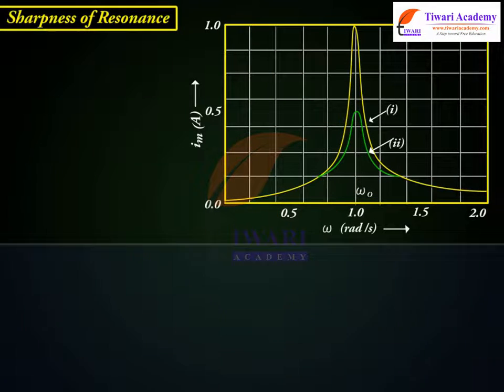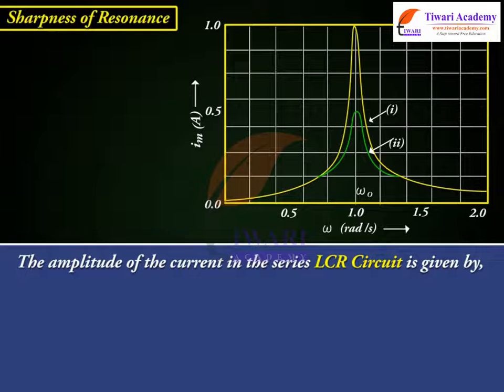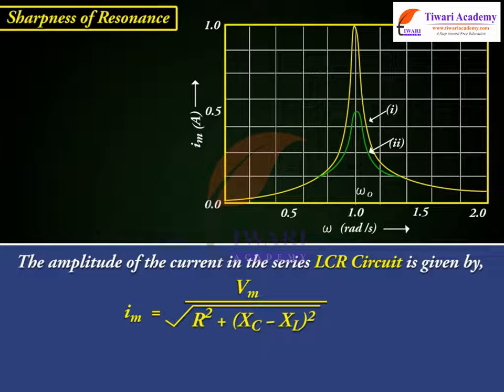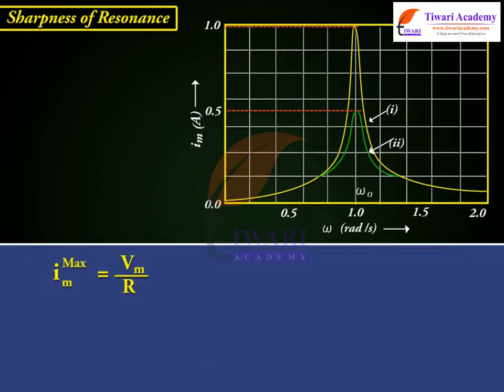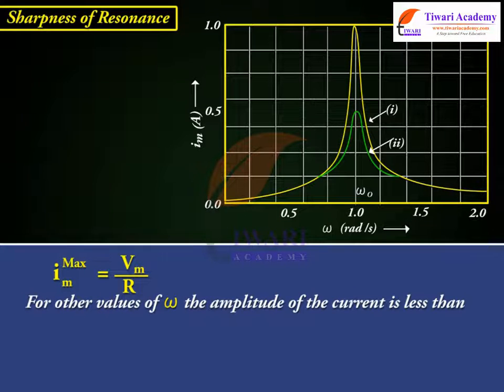Sharpness of resonance. The amplitude of the current in the series LCR circuit is given by Im is equal to Vm by square root of R squared plus (XC minus XL) whole squared. Im is maximum when omega naught is equal to 1 by square root of LC. Im maximum is equal to Vm by R. For other values of omega, the amplitude of the current is less than the maximum value.